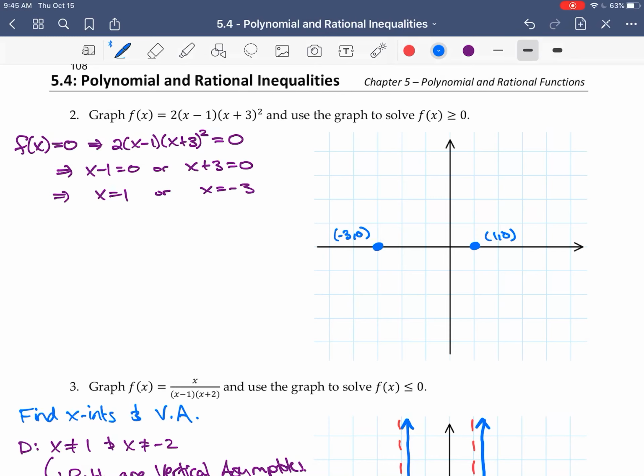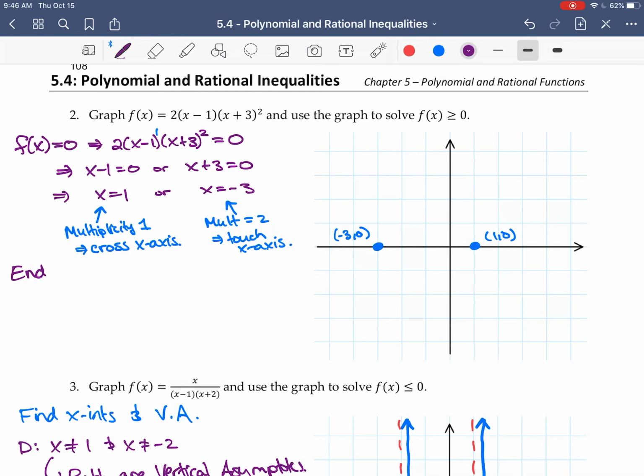Now we can also talk about the multiplicity of these points. So for x equals 1, the power there is 1 for that factor, so it has multiplicity 1. Because the multiplicity is odd, that means we're going to cross the x-axis. For x equals negative 3, the power is 2 there, so the multiplicity is equal to 2. Because it's even, that means we're just going to touch the x-axis, so not cross. So that's going to be helpful.